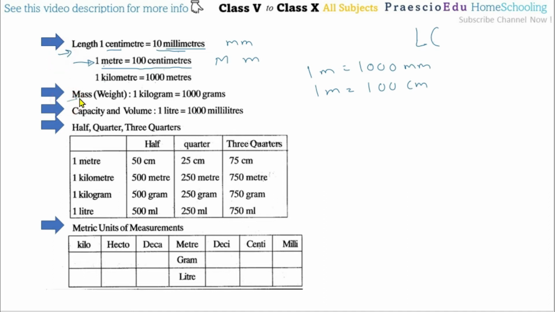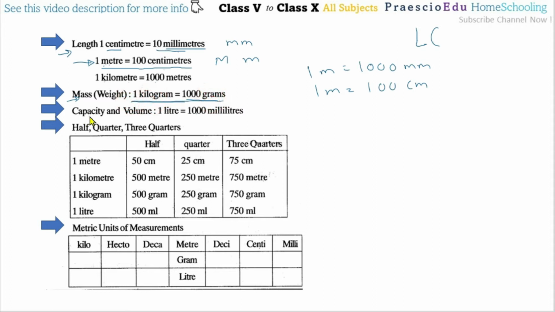Now related to mass, or we can say weight. Our weight also we measure in kilograms, or grams also, but mostly kilograms. So 1 kilogram is equal to 1000 grams. That is very important, this one. So generally it is kilograms and grams.